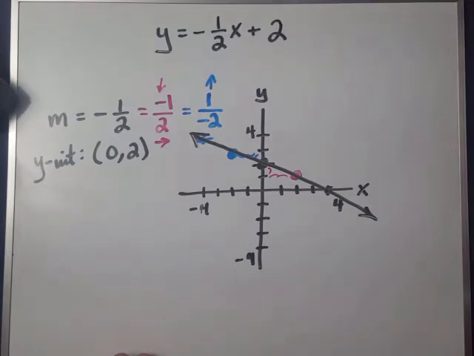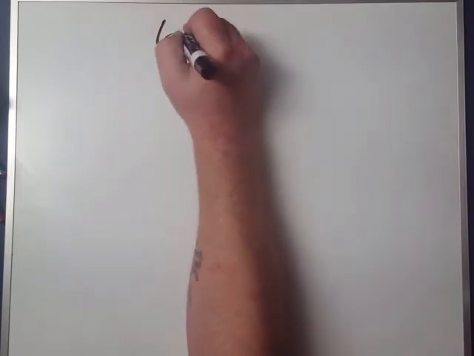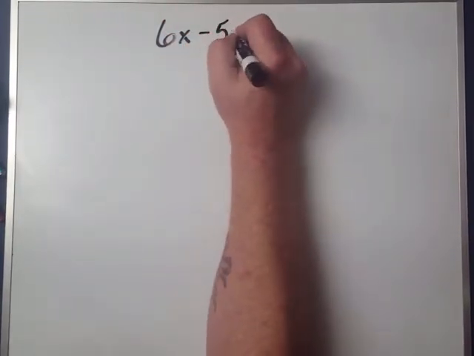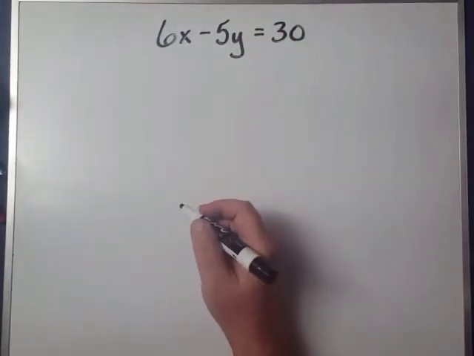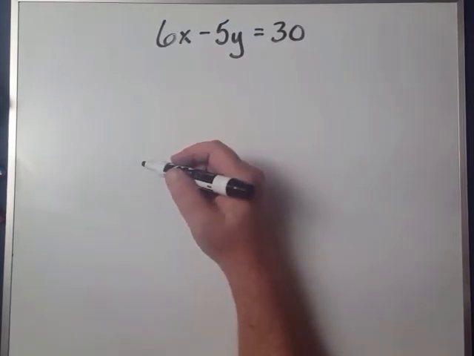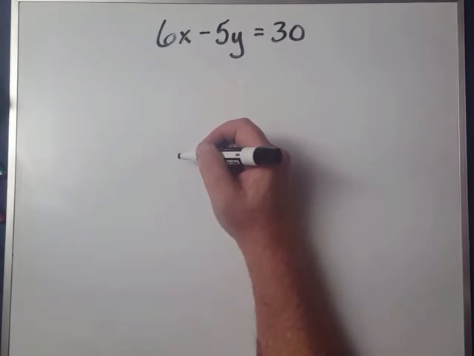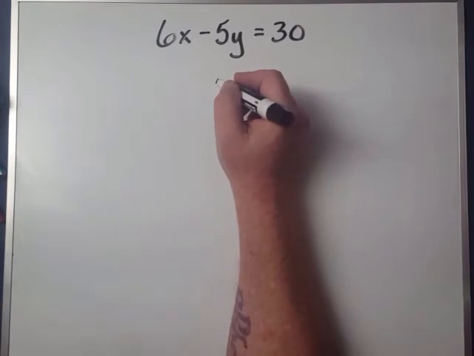All right, how about number 18? Again, the instructions: we're practicing using our slope-intercept form of a line. We're practicing that geometric interpretation of slope. And so the first thing I want to do is solve this for y, so that I can easily get my slope and my y-intercept.